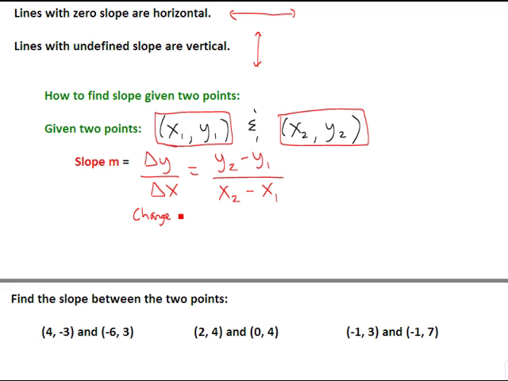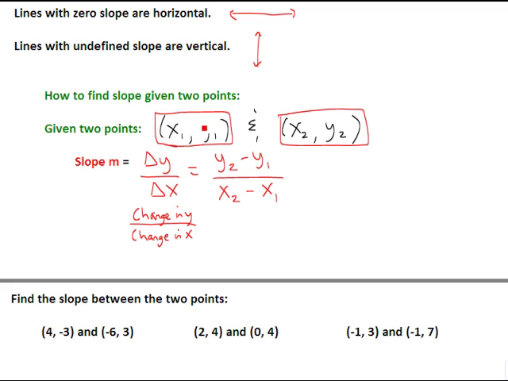This little triangle symbol actually stands for change. It's the Greek letter delta, and it represents in mathematics the word change. So we want the change in y over the change in x, and by change that just means the difference.